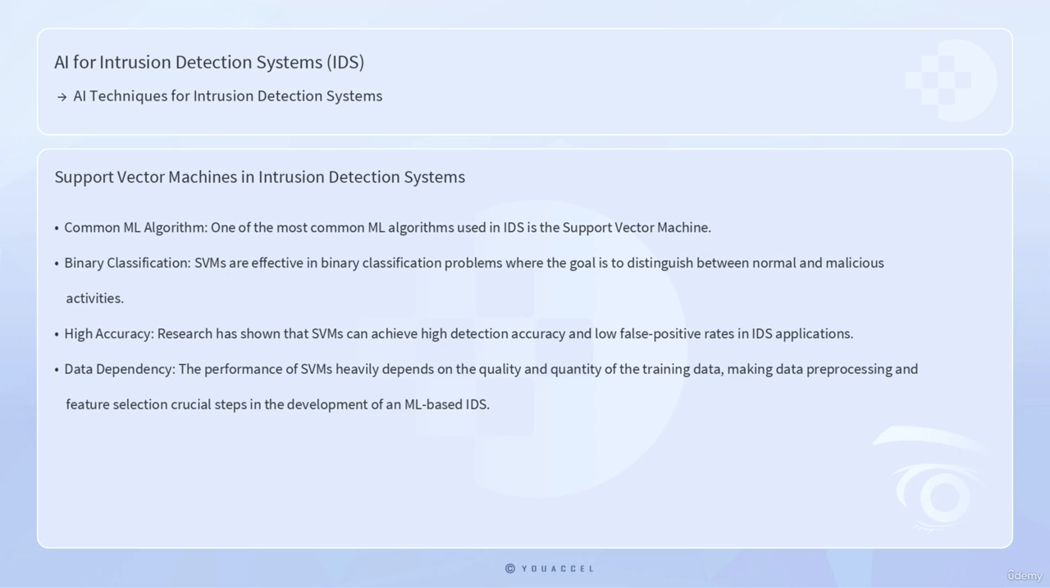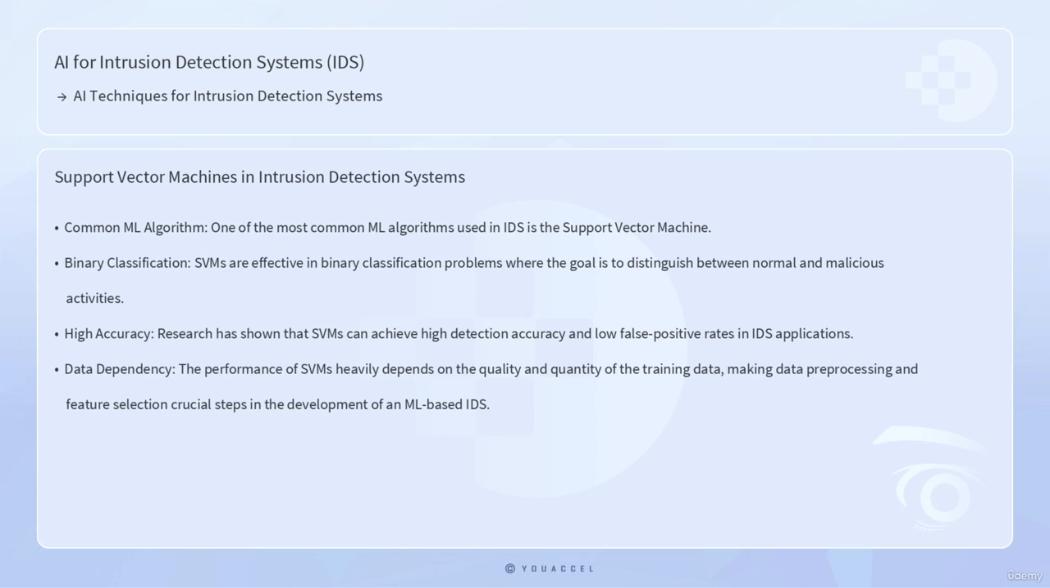One of the most common ML algorithms used in IDS is the support vector machine. SVMs are effective in binary classification problems where the goal is to distinguish between normal and malicious activities. They operate by finding the hyperplane that best separates the data into two classes. Research has shown that SVMs can achieve high detection accuracy and low false positive rates in IDS applications.